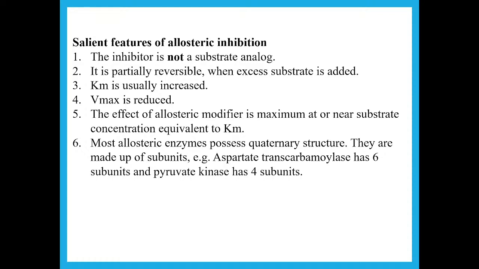Mainly this allosteric inhibition will occur in enzymes which have different subunits. When subunits are present, it is easy to check where the substrate binds, where the analog binds, and how binding of the analog with the substrate will enhance or inhibit the enzyme activity. So always remember that most allosteric enzymes possess quaternary structure.